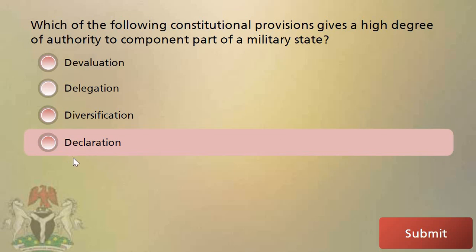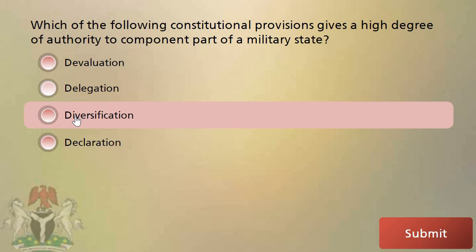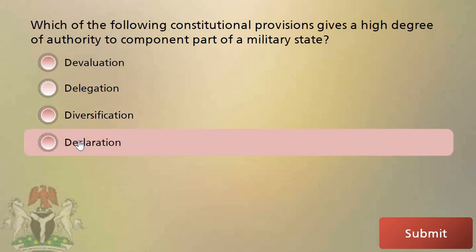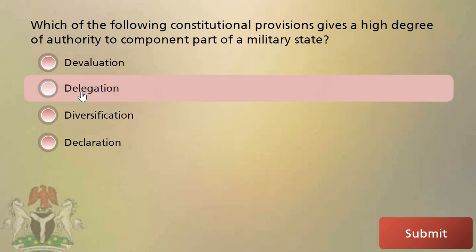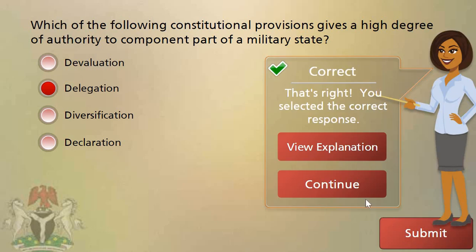So, which of the following constitutional provisions gives a high degree of authority to component part of a military state? A, devaluation, B, delegation, C, diversification, D, declaration. I want you to know that delegation of powers is the act whereby a political authority invested with certain powers turns over the exercise of those powers in full or in part to another authority. So the right answer would be delegation, which is B.